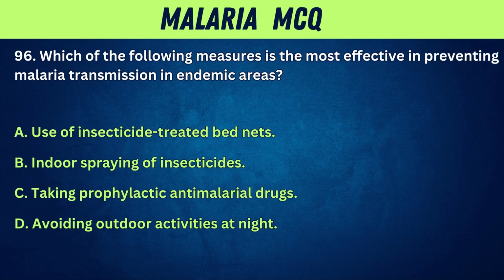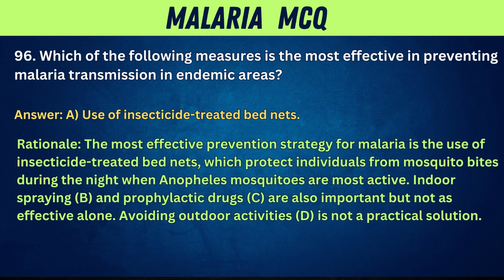96. Which of the following measures is the most effective in preventing malaria transmission in endemic areas? A. Use of insecticide-treated bed nets. B. Indoor spraying of insecticides. C. Taking prophylactic antimalarial drugs. D. Avoiding outdoor activities at night. Answer: A. Use of insecticide-treated bed nets.